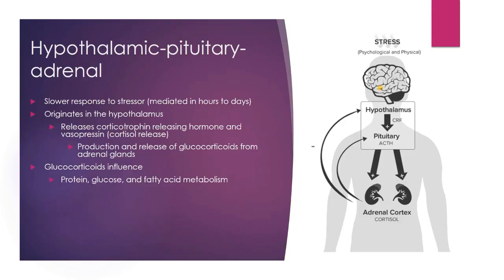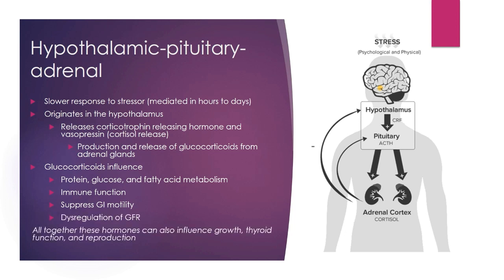And we care about glucocorticoids because they influence protein, glucose, fatty acid metabolism. It suppresses GI motility and causes ileus, and also can cause dysregulation of your glomerular filtration rate. So altogether, these hormones can influence growth, thyroid function, reproduction.